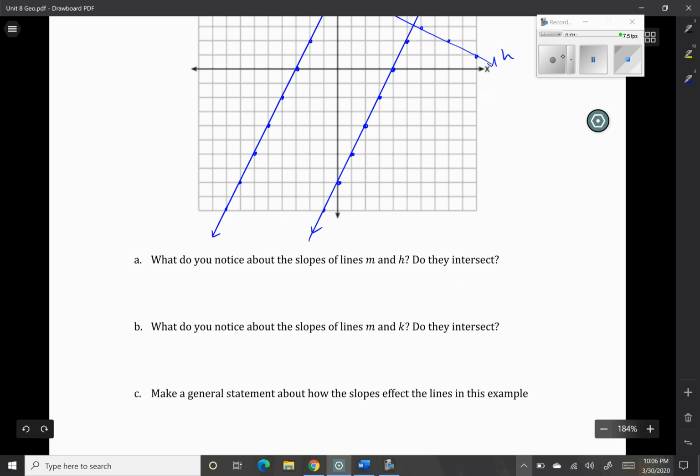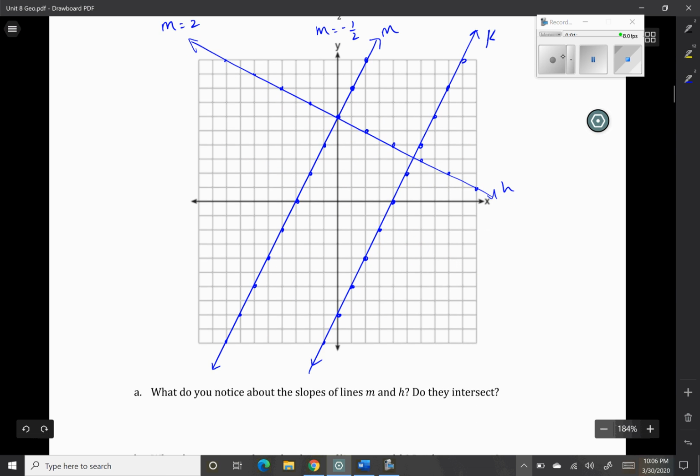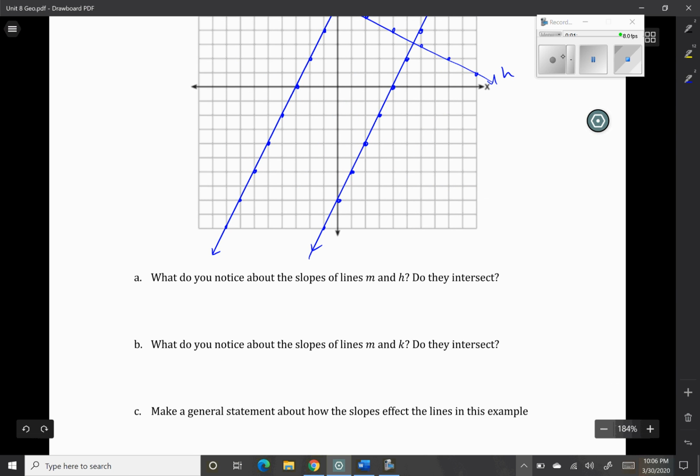So it says, what do you notice about the slopes of M and H? Looking at M and H, the slope of M is 2. The slope of H is -1/2. So what we would have called these back in Algebra 1 would have been negative reciprocals. And it says, do they intersect? The answer to that question is yes.